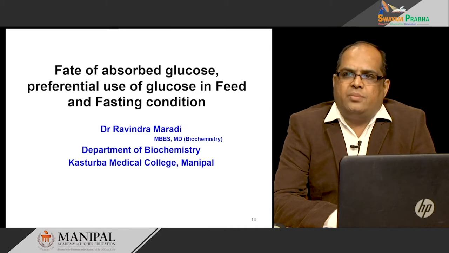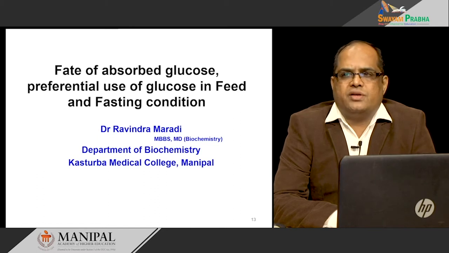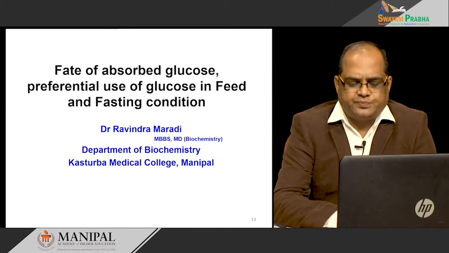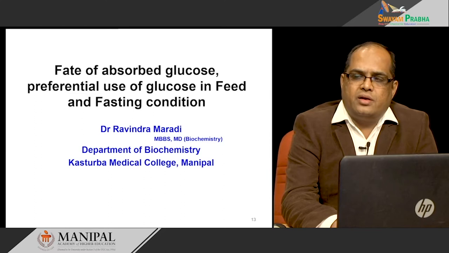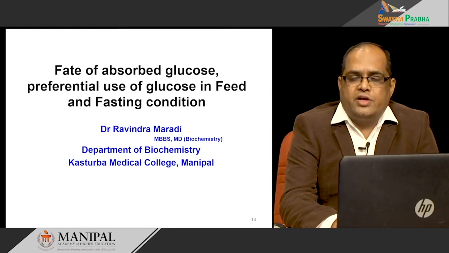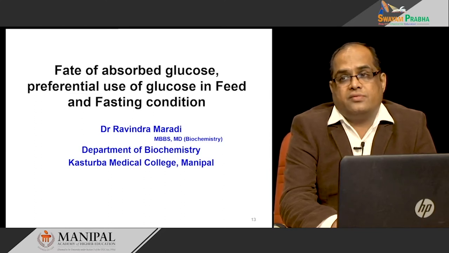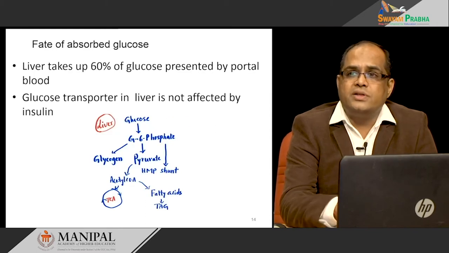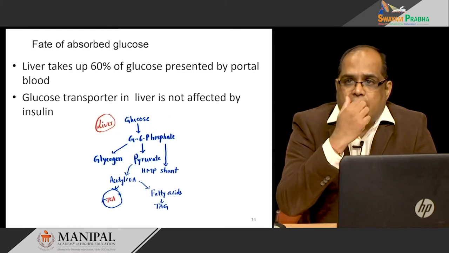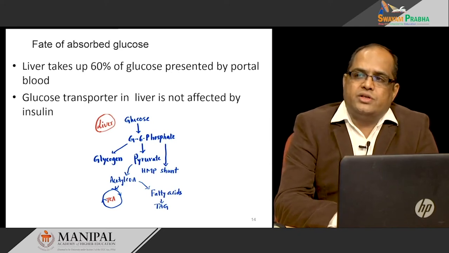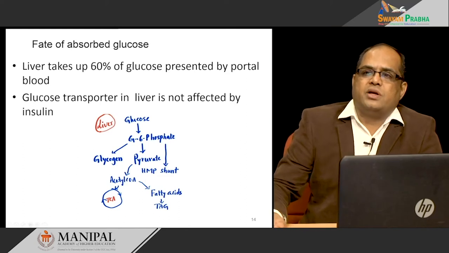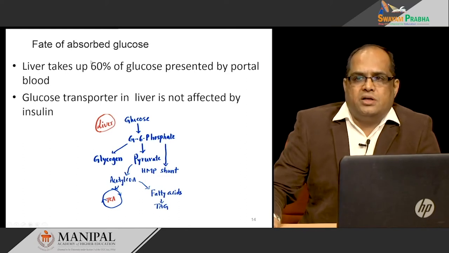In this lecture, I will be talking about the fate of absorbed glucose and its preferential use in fed and fasting conditions. So basically what I am discussing is what happens to the glucose in different tissues when you are in well-fed condition, and in the case of fasting condition. First thing is, whenever the liver takes the major glucose that is presented to it by portal blood, around 60% of glucose is taken up by the liver.